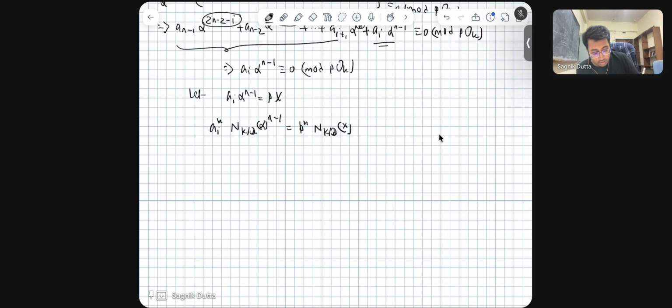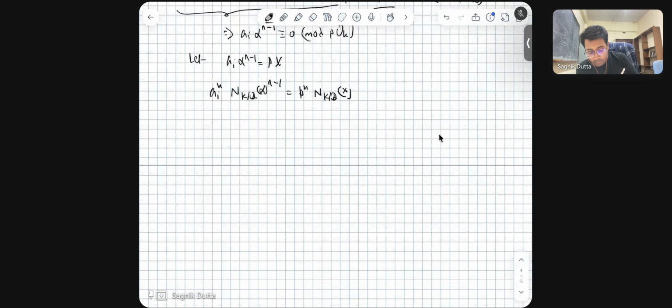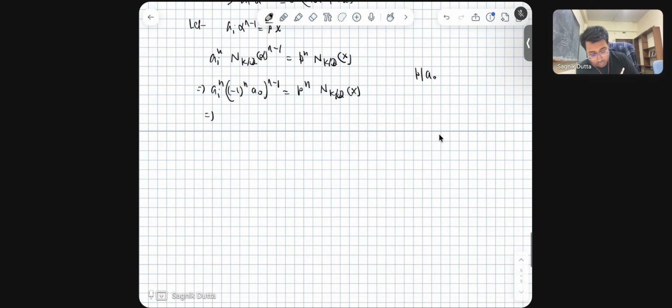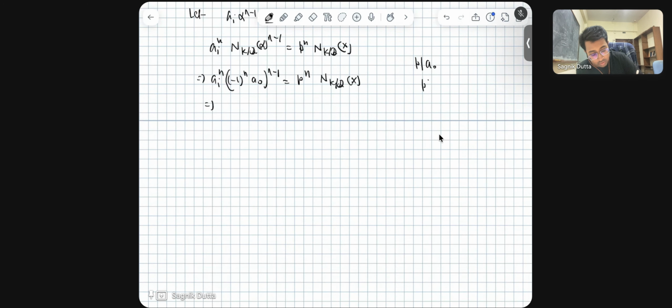Okay, and now what was the norm of alpha? It was, remember, minus 1 to the n times a naught. This is p to the n, but already we have that p divides a naught. And in fact p squared does not divide a naught. So a naught is p times q, where p doesn't divide q. So you can write this equation.